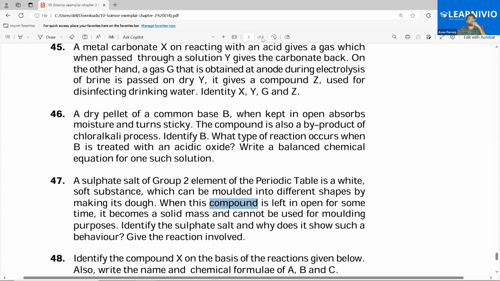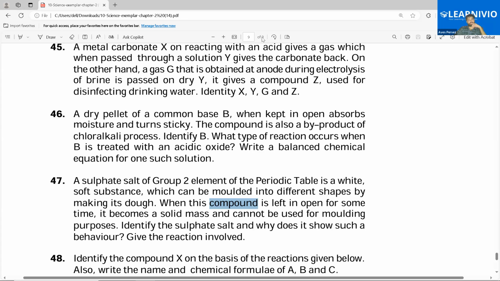The compound is a byproduct of the chloralkali process. So you know that in the chloralkali process, what do we get in the product? We get NaOH, chlorine gas, and hydrogen. Hydrogen cannot be it because it says compound. The compound is only NaOH. H2 and Cl2 are elements. Identify B and write the type of reaction when B is treated with an acidic oxide.